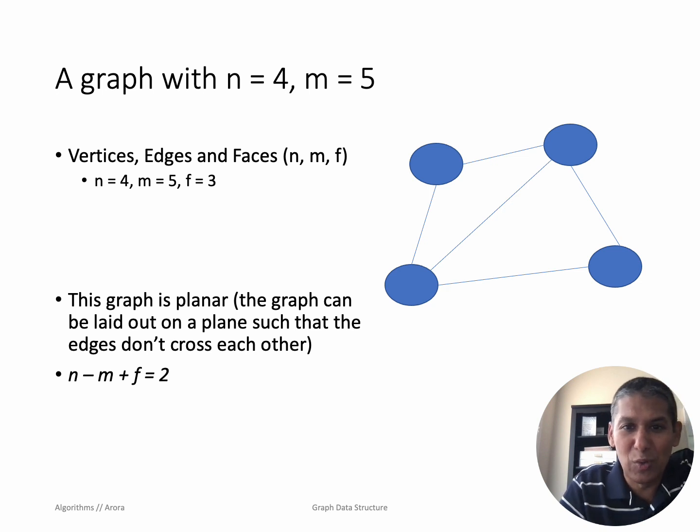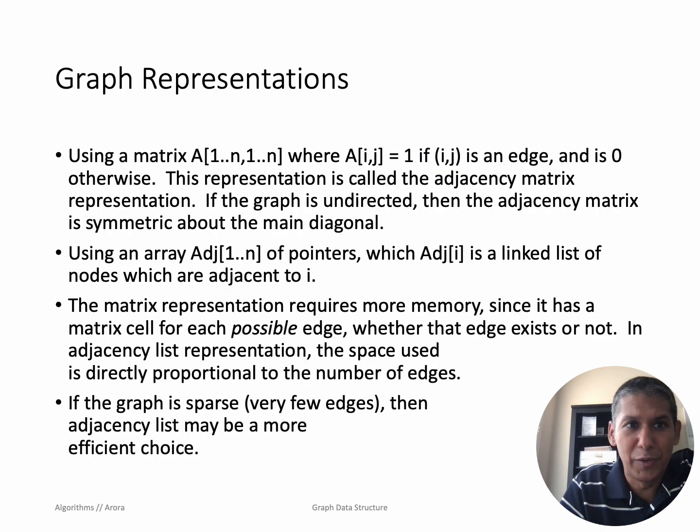So you can do all that kind of fun exercise to prove that n minus m plus f is equal to 2. There are two kinds of broad graph representations, even though there are others as well, but these two give you a little clue to what is at stake here. So when you want to represent a graph, you can represent it by an adjacency matrix.